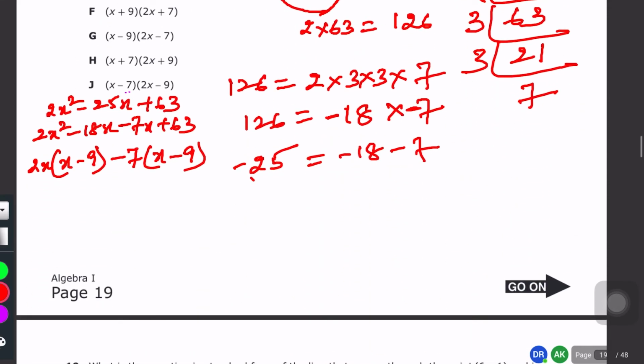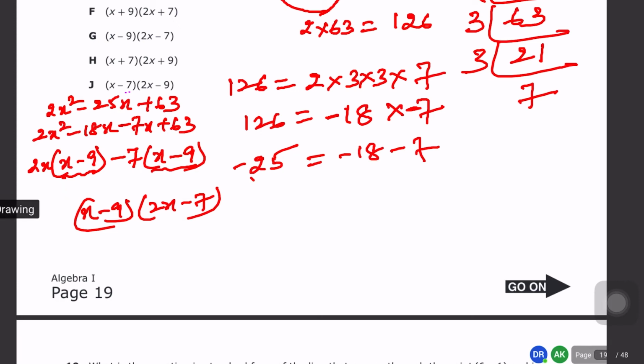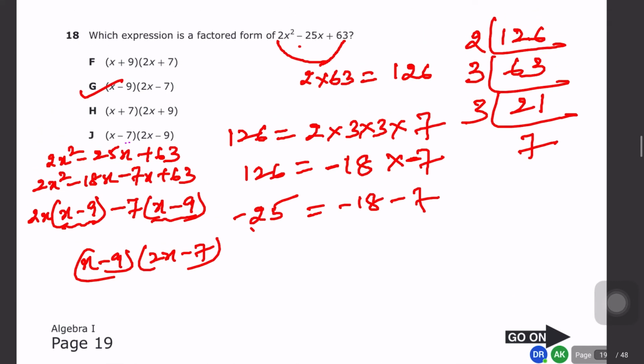So therefore you will be getting 2x. What is common in both of them? x minus 9 is common. So we get x minus 9 into 2x minus 7. Therefore you will be getting the answer. What is the answer over here? It is G. You can see from the options that you are getting G. So you can do this problem in many ways.